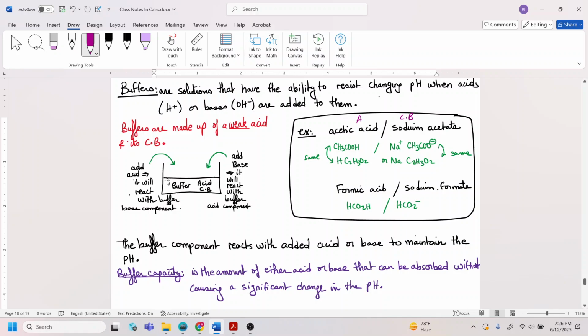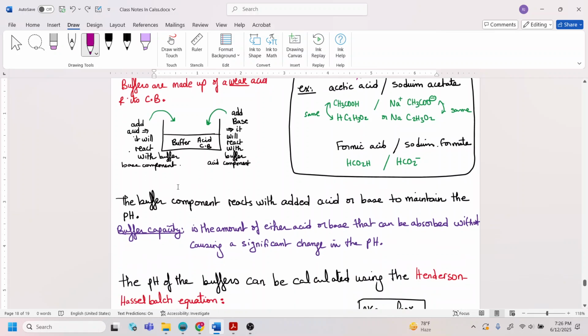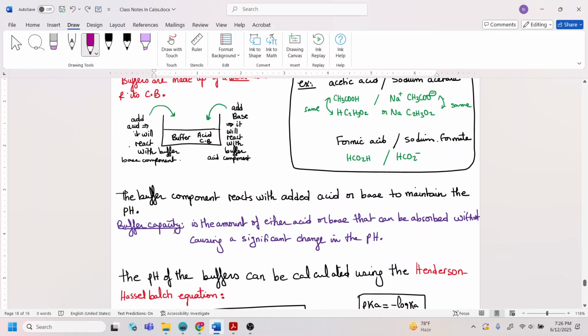Same thing with the acid. Whatever acid you add is going to react with the conjugate base part of the buffer, and the buffer will maintain the pH of the solution. If you go ahead and add more of the acid than what you have in the buffer, then this means that your solution is going to turn acidic. So the pH is going to change. This is why a buffer has a capacity.